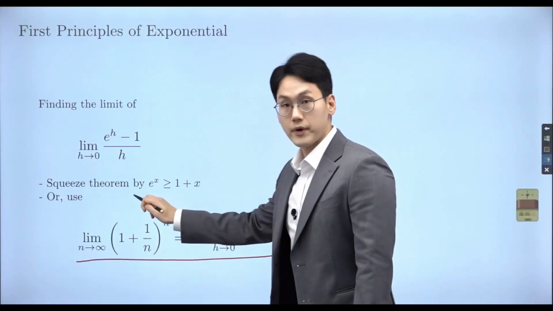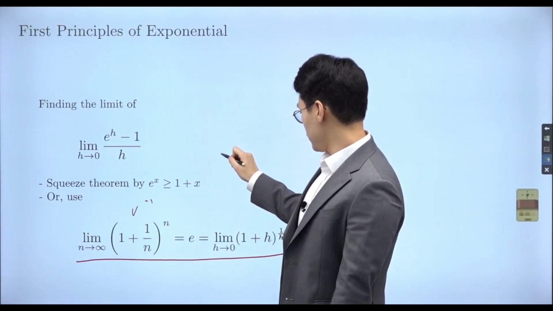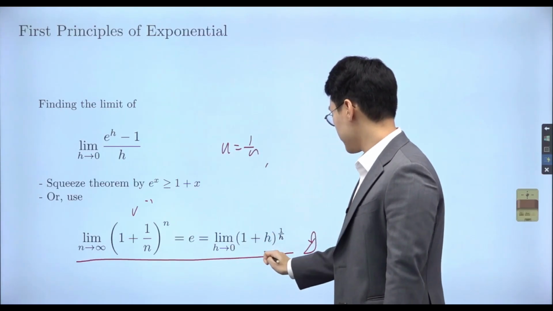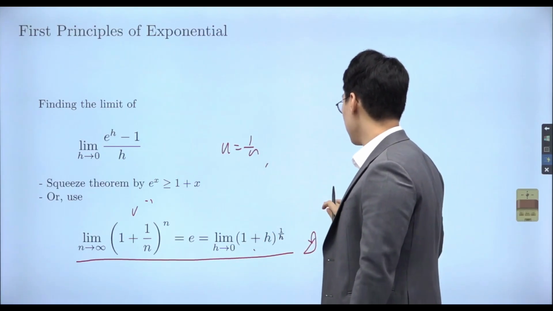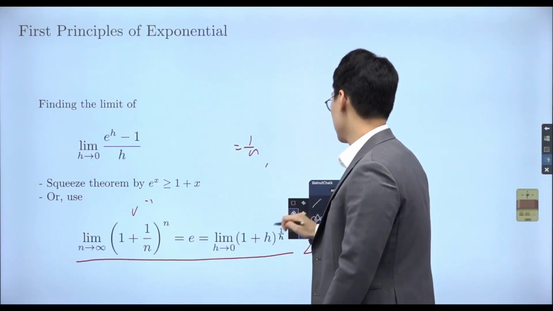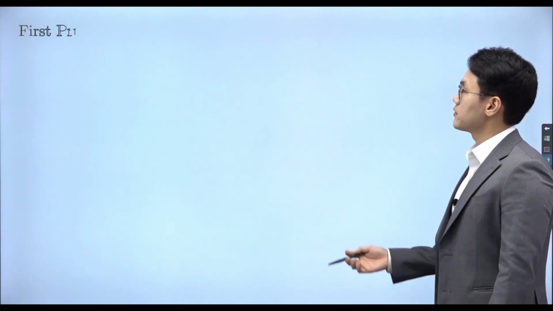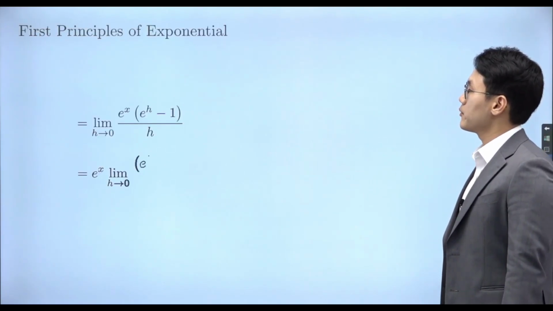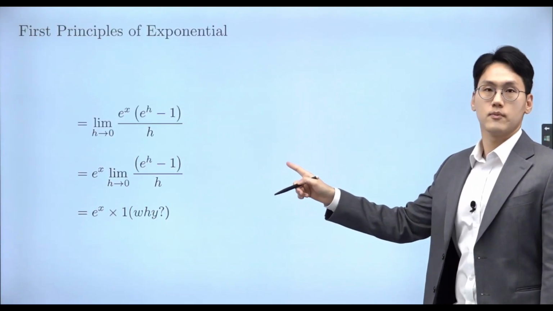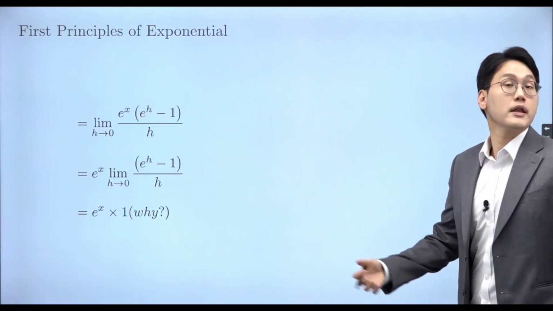We proved this, right? And then we said that if you make u as 1 over n, you can have this following limit. In this case, I'm going to let h be 1 over n. Let me quickly show you. For the first principle, we had the rise over run, and then we came out with this, and this limit has to become 1 to show that the derivative is equal to e to the power of x. But let's quickly show it.